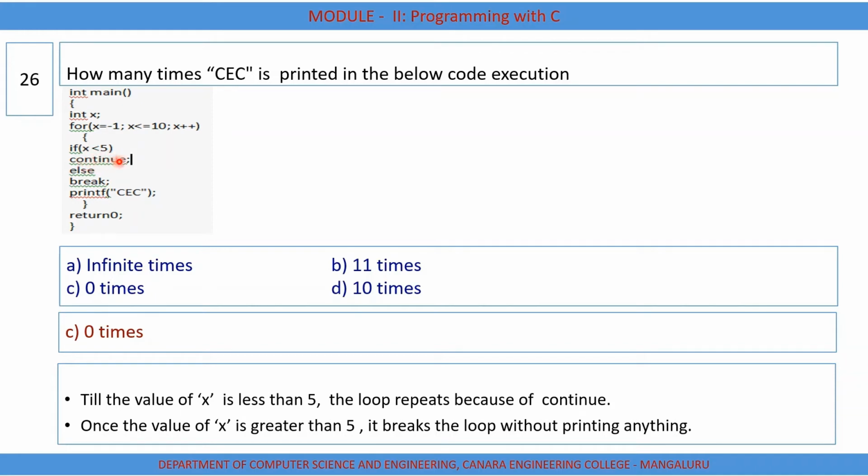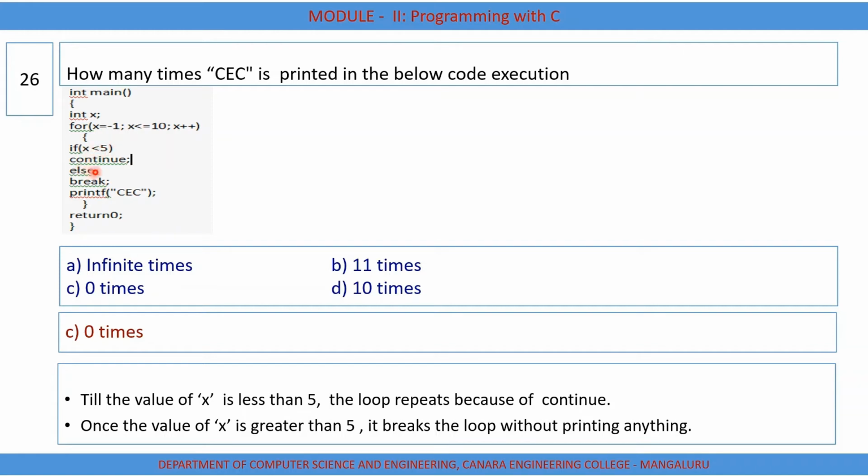In the if part I have given continue, so control will go to the increment part, and x becomes 0. Obviously 0 is less than or equal to 10, so again the if part is executed. 0 is less than 5, the condition is true, so continue is executed. This process continues until the x value becomes 5. Once x becomes 5, the condition 5 is less than 5 is false, so the if part will not be executed.